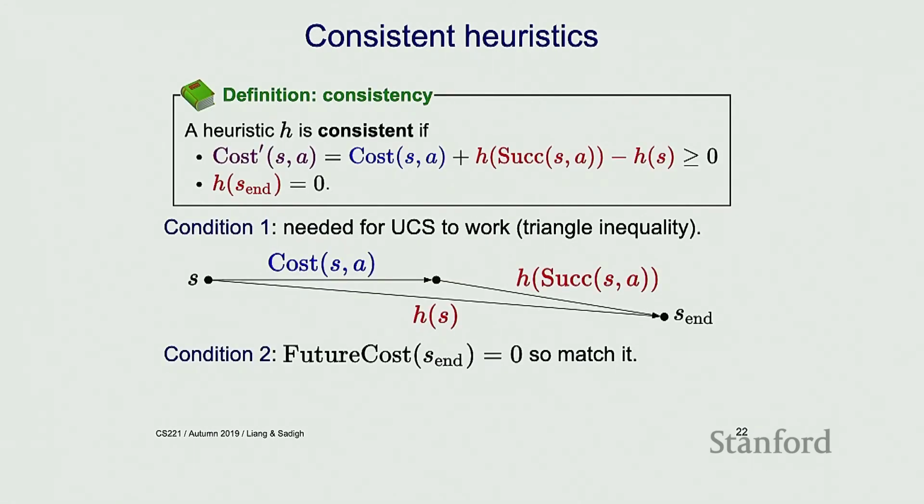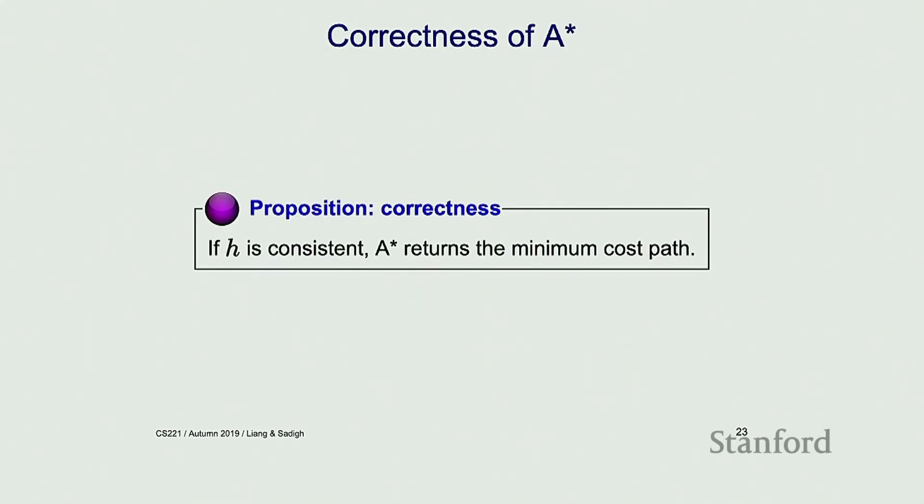And then the last one also makes sense, right? I do want my future cost of Sn to be 0, so then the heuristic at Sn should also be equal to 0. Because again, heuristic is just an estimate of the future cost. Okay? All right, so what do I know about A star beyond that?